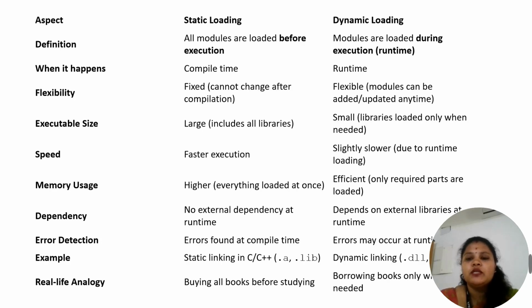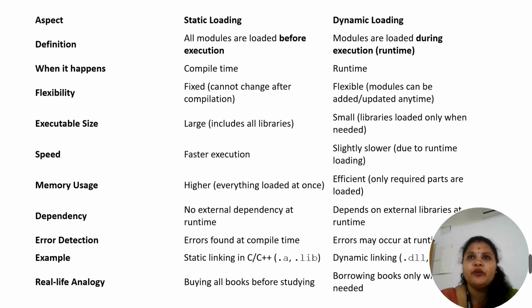Next, these are some common differences between static loading and dynamic loading. The definition: in static loading, all modules are loaded before execution; here the modules are only loaded during execution. It happens at compile time, here at runtime. Flexibility is fixed, but here it is flexible. Executable size is large, and it is small here. Speed is faster execution, but slightly slower here. Memory usage is higher, and here it is efficient. Dependency: no external dependency at runtime, but here it depends upon external libraries at runtime.